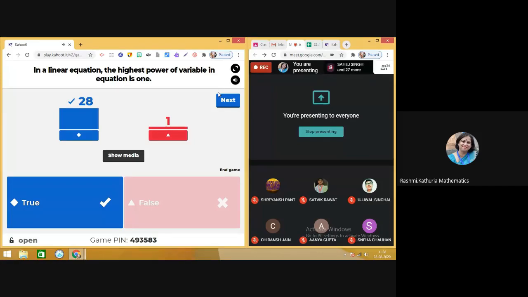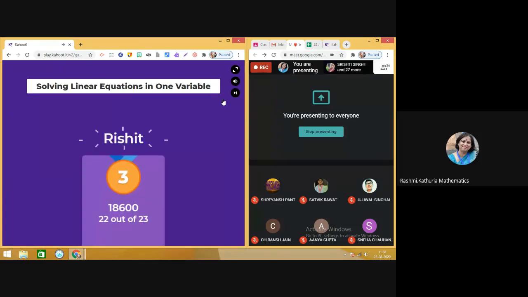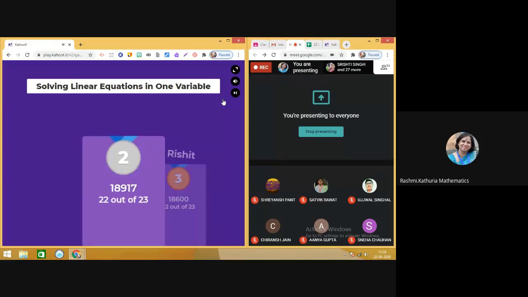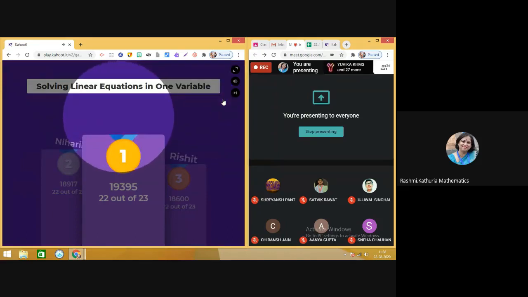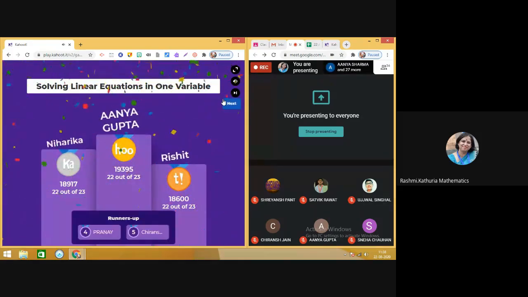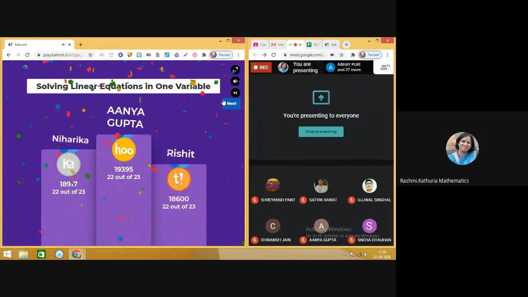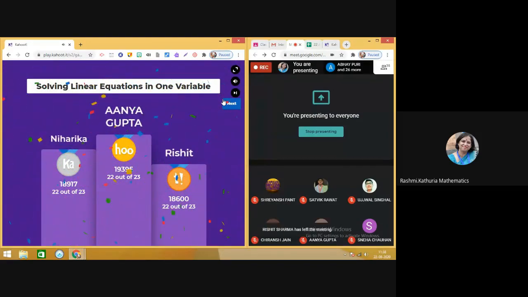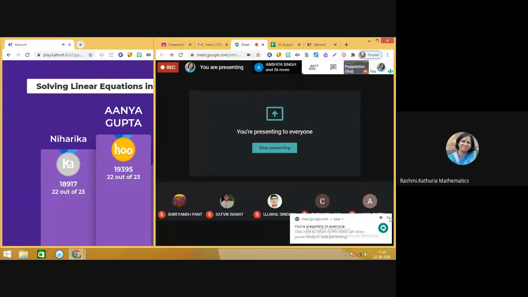Are you all ready to see the podium? Yes. Let me take you to the podium. Congratulations, Rishik, Niharika. And the winner for today's quiz is Anya Gupta. Congratulations to all of you. And the runners up, Pranay and Chiranj. Great going. All the best to everyone. And keep on participating and preparing mathematics in a different way.